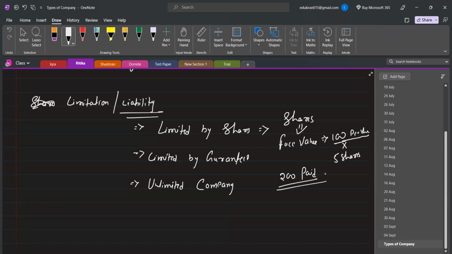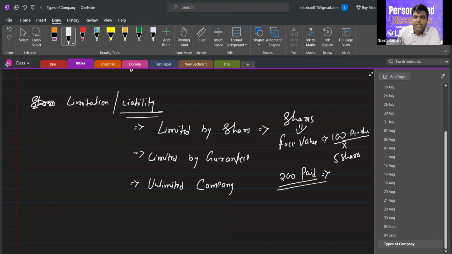Okay. Now, the company goes into liquidation, means it is going to be shut down. Now, the company is not able to pay its liability with its assets. So, how much money will you pay to the company?